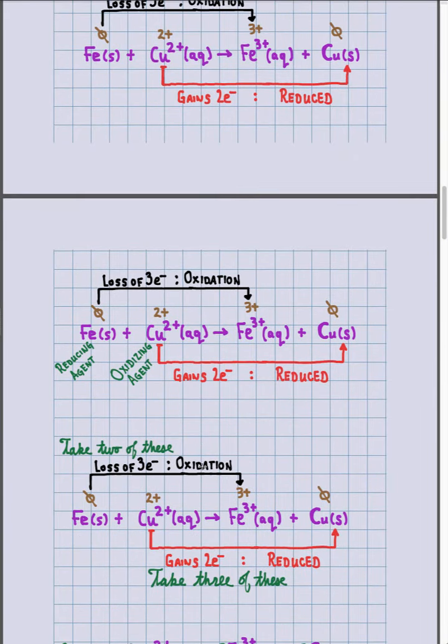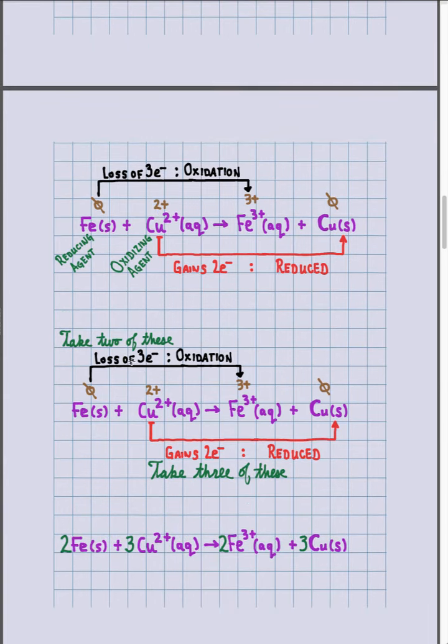In any case, you know where I'm going with this probably. If iron gets oxidized, it's called the reducing agent. If copper ion gets reduced, yeah, it did. Got to be careful how you say this. Gets reduced from a 2 plus to a 0, it's the oxidizing agent.